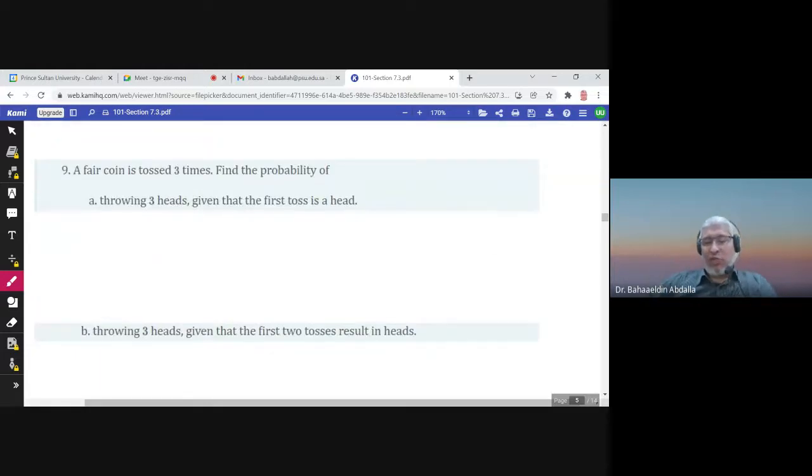A fair coin is tossed 3 times. When we toss a coin 3 times, we know that the sample space is HHH up to TTT. We studied this in the previous section. Find the probability of throwing 3 heads, meaning HHH, given that the first toss is a head. So head first.